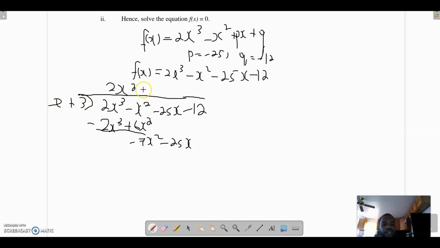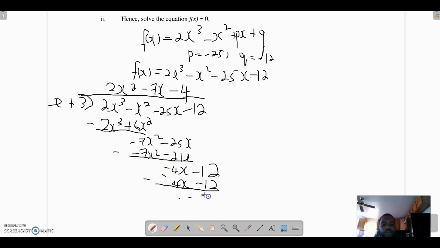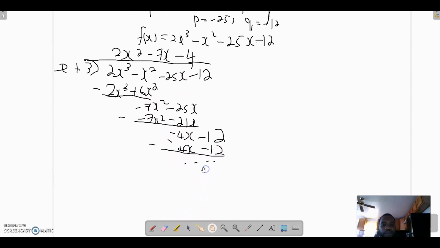Now, x into this is going to give me a minus 7x. Of course, minus 7x times that, minus 7x squared minus 21x. And of course, we subtract again. Now, this is 0. But negative 25x minus negative 21x is going to give me a negative 4x. And we carry down the minus 12. Now, x into minus 4x is minus 4. So I'm going to have minus 4x minus 12. When you subtract here, we end up with 0. Alright, so we're almost there.